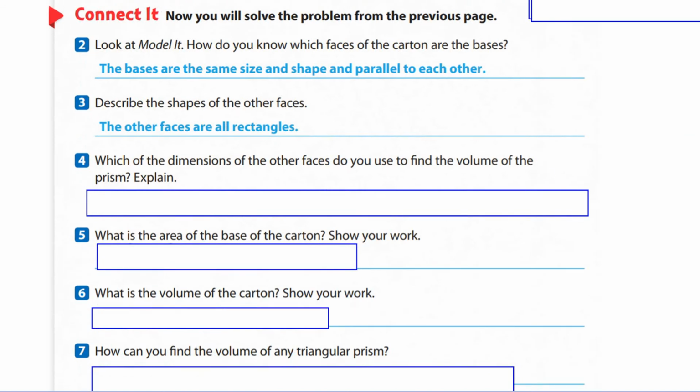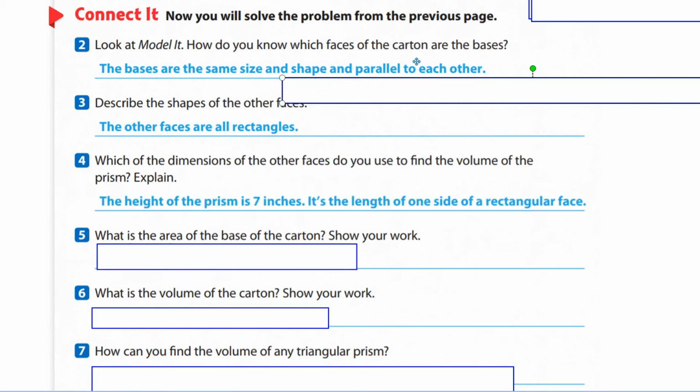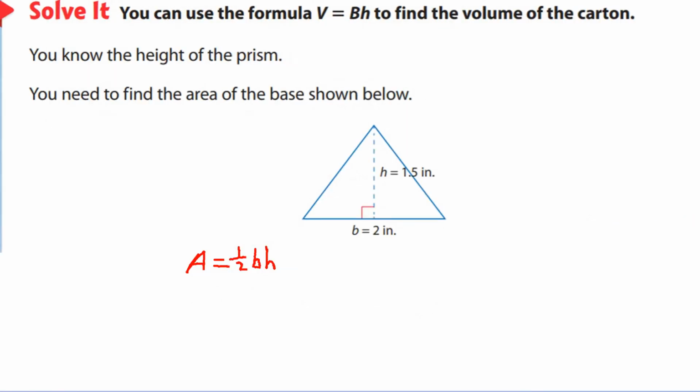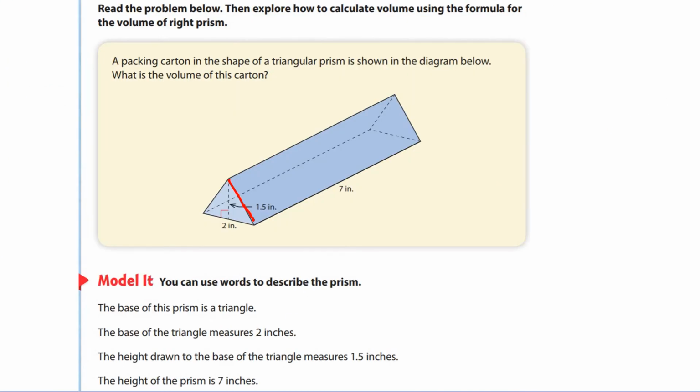Question 4. Which of the dimensions of the other faces do you use to find the volume of the prism? And explain. Well, obviously the height of the prism is 7 inches. It's the length of one side of a rectangular face. So let's look at that. Okay, there it is. That's the height, right?